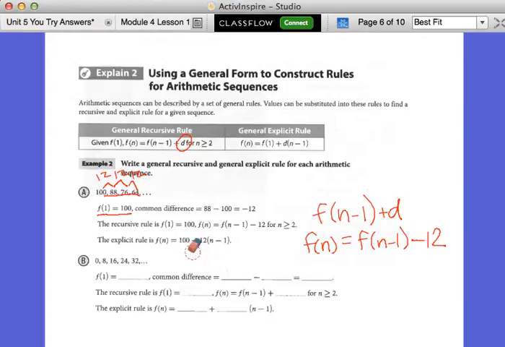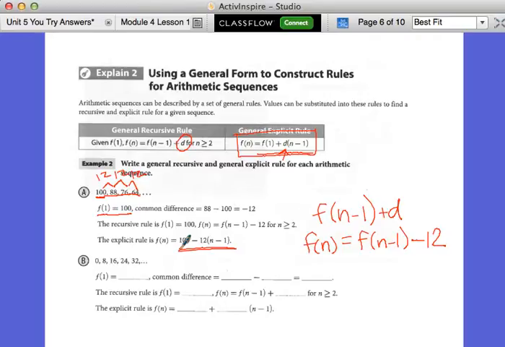Now with my general rule for explicit, I always take my f of 1 plus my d times n minus 1. If you notice that pattern previously, it's because it's an actual rule. It's how we can easily put together a function based on our common difference. So in this case, f of n equals 100, my first term, minus 12, my common difference, times n minus 1. Again, you know it's not recursive because you have no function inside this part of your equation.